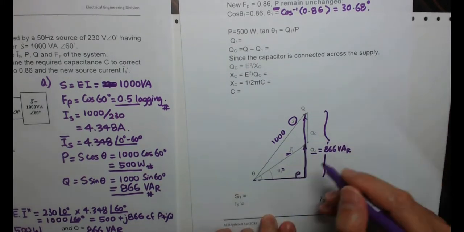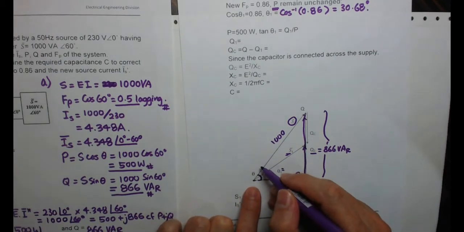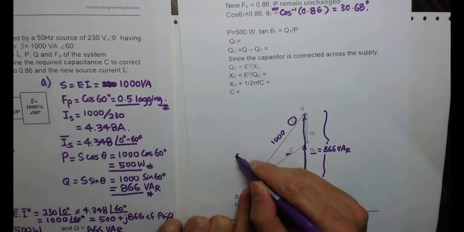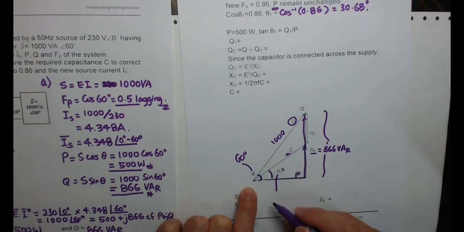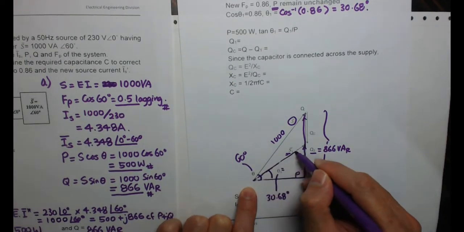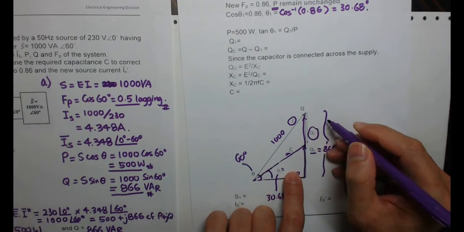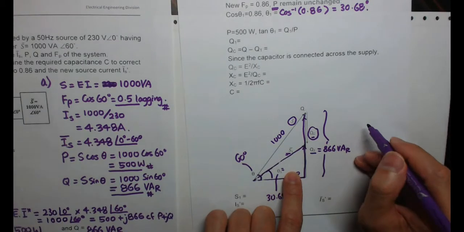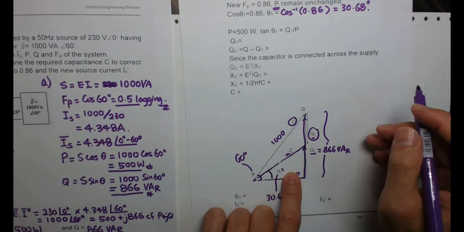Now what we want to do is change the power factor. The original angle is 60 degrees. We want to improve the power factor so that the angle becomes the new angle, 30.68 degrees. In other words, we want a new triangle like this. So in order to introduce a new triangle, we must introduce QC such that it reduces this reactive power down.